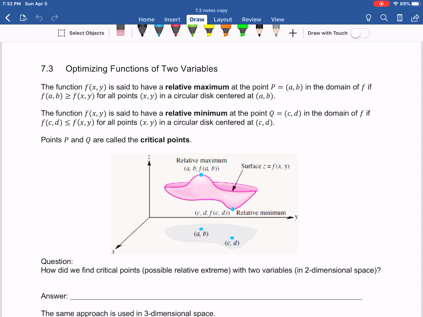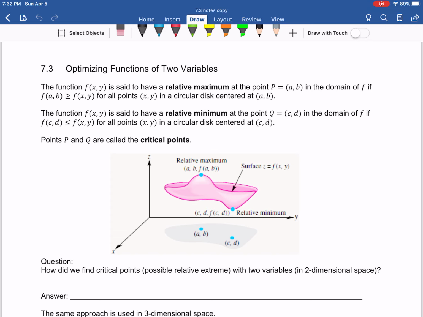In this section, we're going to learn how to optimize functions in two variables, f of x, y. So the function f of x, y is said to have a relative maximum at a point P equals (a, b), which we'll later call a critical point, in the domain of f, if the function at (a, b) is greater than or equal to all of the other function values around that same area in a circular disk. That's what that's referring to.